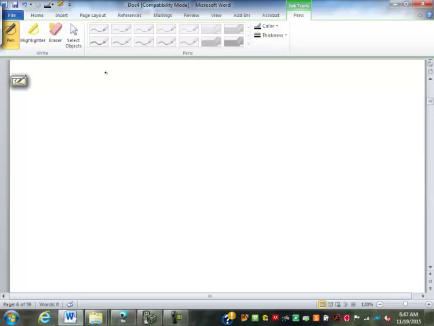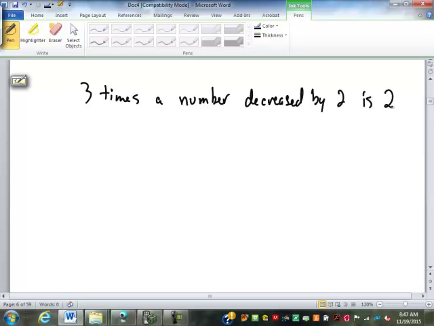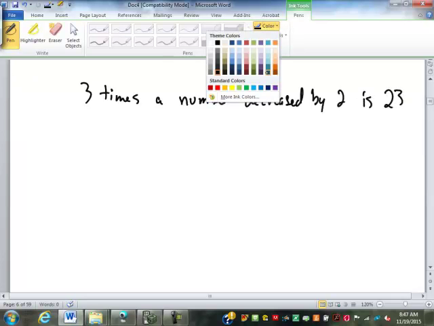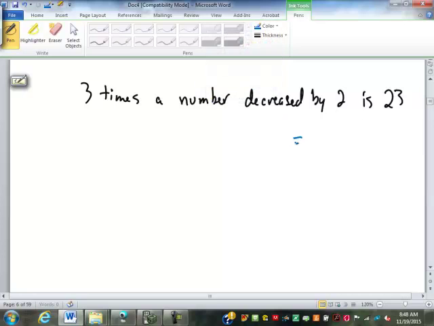So if I were to tell you that 3 times a number decreased by 2 is 23. Now that implies an equal sign. "Is 23" implies that something equals 23. What equals 23? 3x minus 2. Very good.